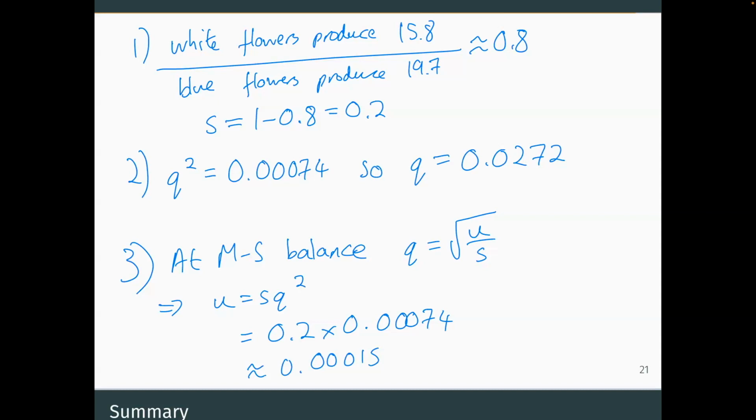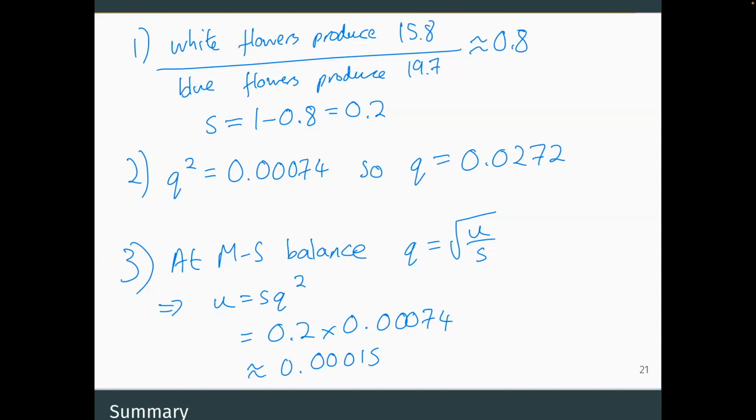Okay, so this tells us at the mutation selection balance, what does our mutation rate need to be? Unlike the Tay-Sachs disease before, where these two things ended up, so the frequency of the disease and the mutation rate were the same. Here it's different because our S is not equal to 1.